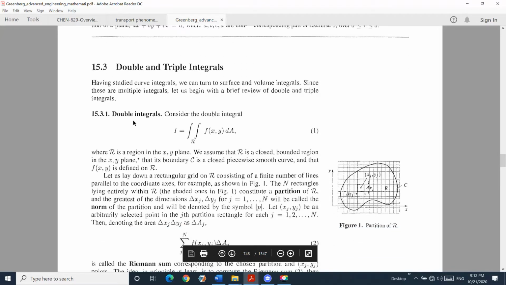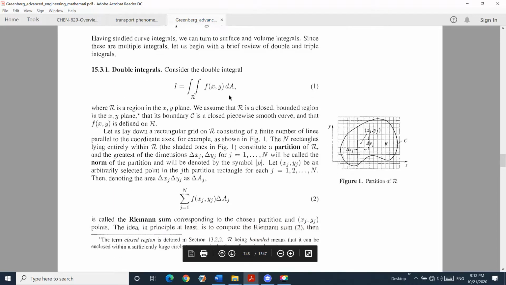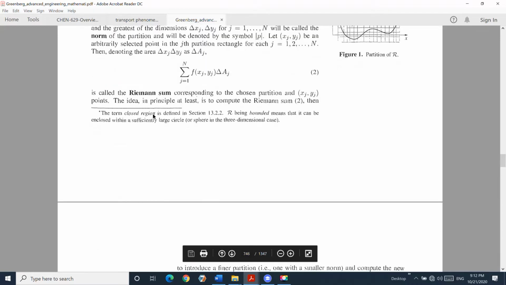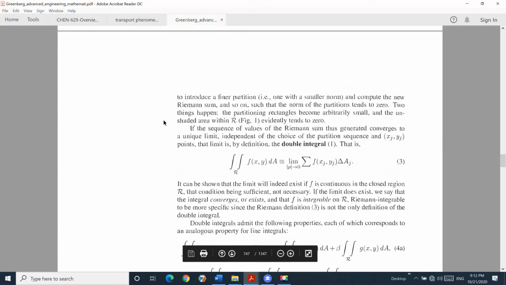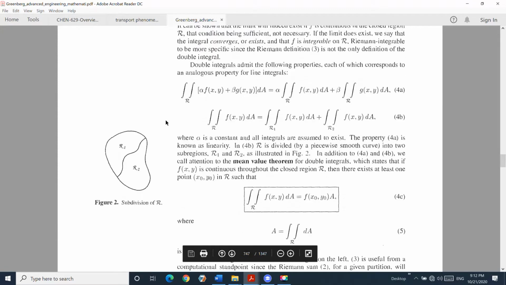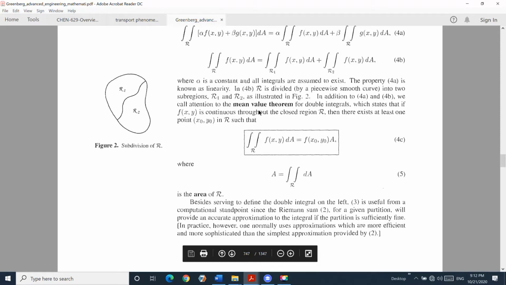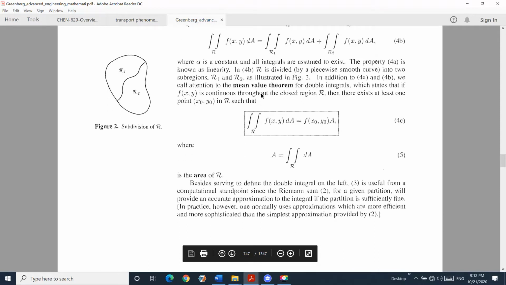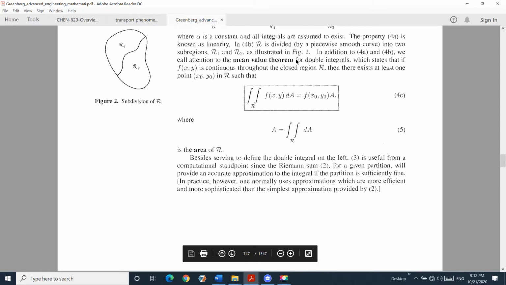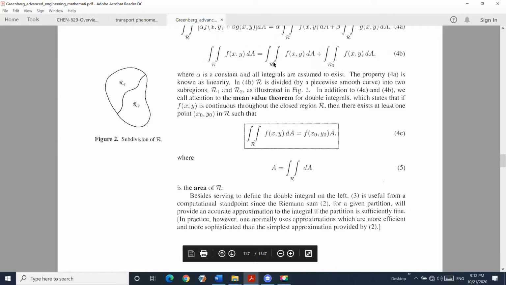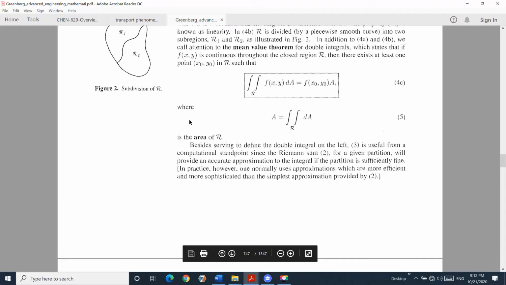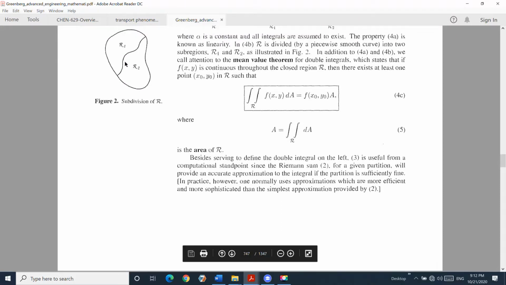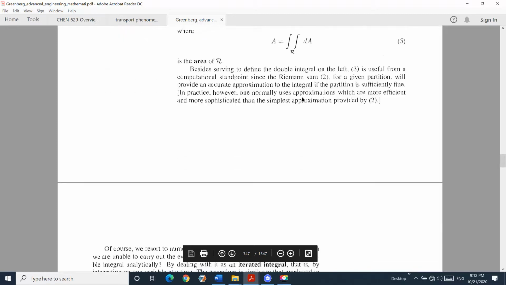We are familiar with the double integral. It gives the area and the Riemann sum, and the theorems, especially the very important mean value theorem. According to the mean value theorem, when we apply the double integral, we obtain the area of the region R in the space. This gives us the double integral of dA.